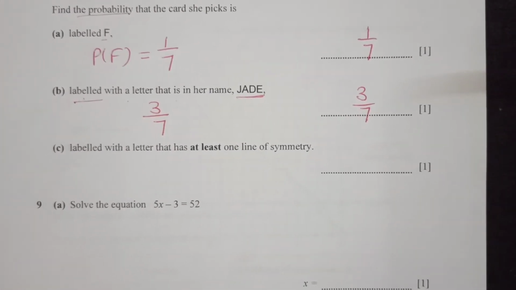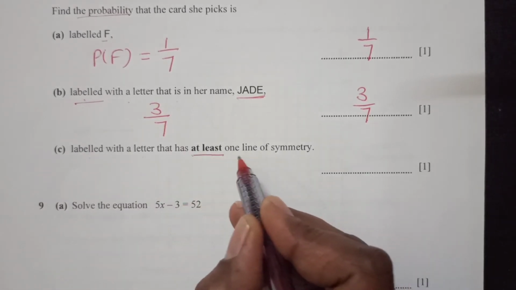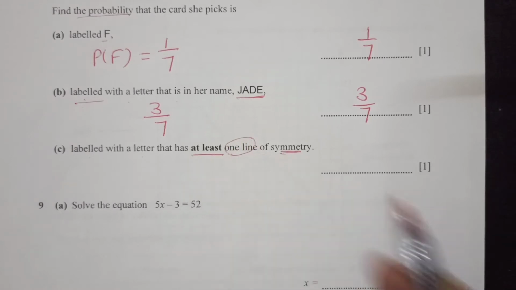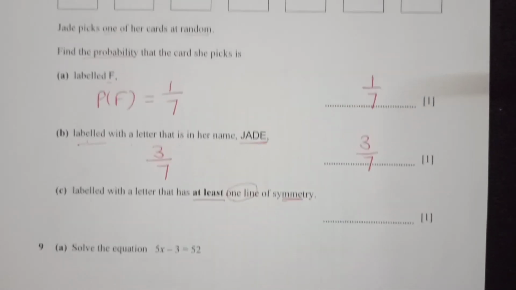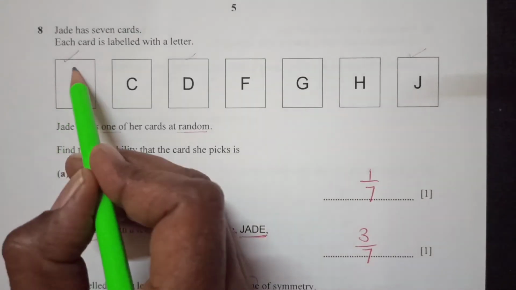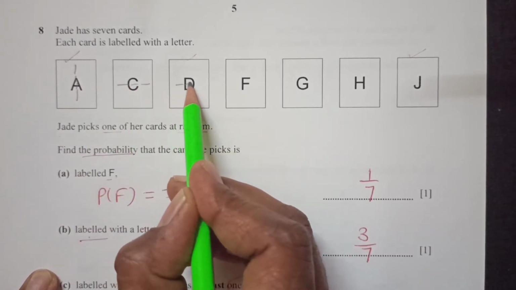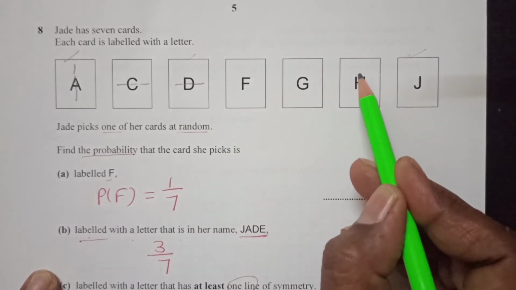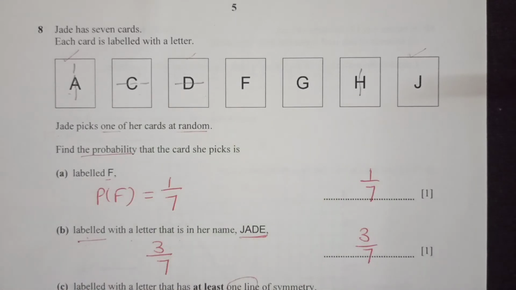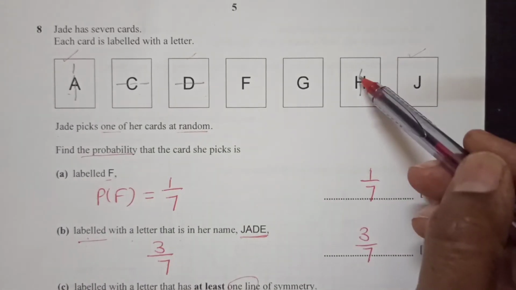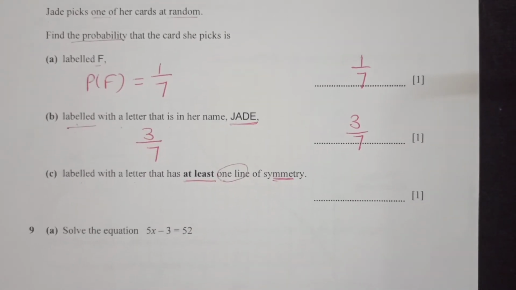Part C: probability of the card labeled with a letter that has at least one line of symmetry. One line of symmetry. Let's see how many of these letters have a line of symmetry. Here we have one line of symmetry, here is a line of symmetry, here will be the line of symmetry, and here we have a line of symmetry. So we have 1, 2, 3 and 4 letters. A line of symmetry is a line that divides it into 2 equal parts. So we have 4/7.